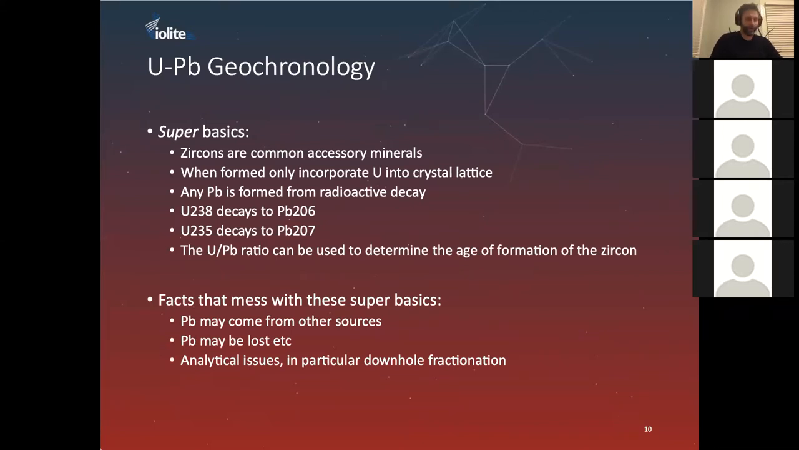So let's get started with the basics. The super basics are that this is most often done on zircons because they're very common accessory minerals. When they form, they only incorporate uranium into the crystal lattice, so any lead that's there is from radioactive decay. Uranium-238 decays to lead-206, and 235 decays to lead-207. And we can use the uranium lead ages to determine the age of the formation of the zircon.